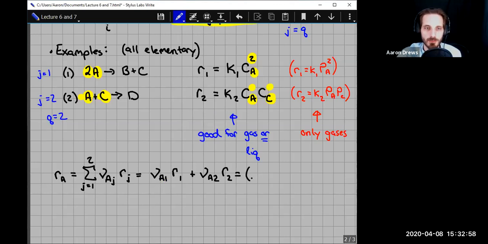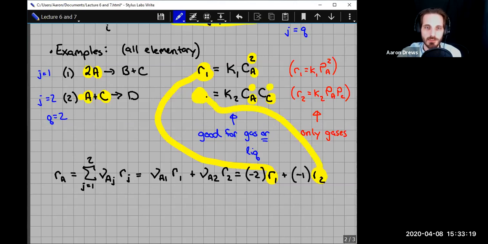So we will have a -2 times R1 plus a -1 times R2. Now we can go ahead and substitute in the rates that we wrote. So this value of R is referring to this value of R, so we just write in what that rate is. And similarly, this value of R is referring to this expression for R over here. Substitute both of those in.